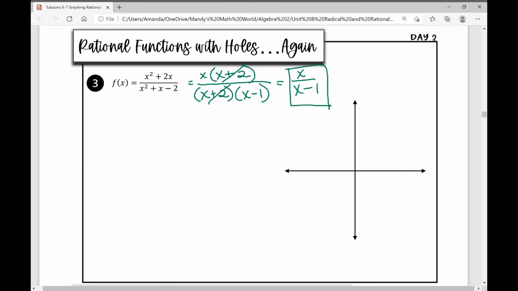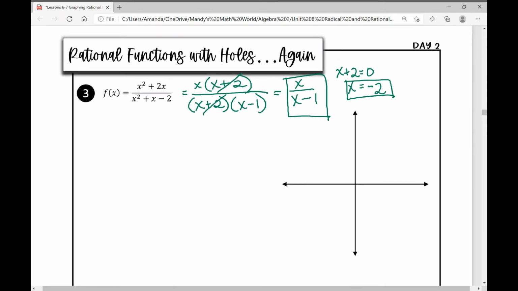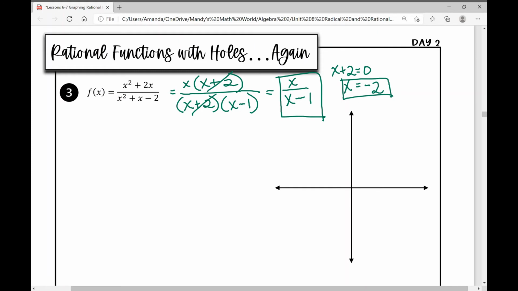So where is the hole in this function? Well, I set that factor, which is x plus 2, equal to 0, and I find that the x value of that hole is at -2. Well, what would be the y value? If I take that -2 and I plug it in to x over x minus 1, I'll get the y value, which would be -2 over -2 minus 1, which is -2 over -3, which is just 2 over 3.